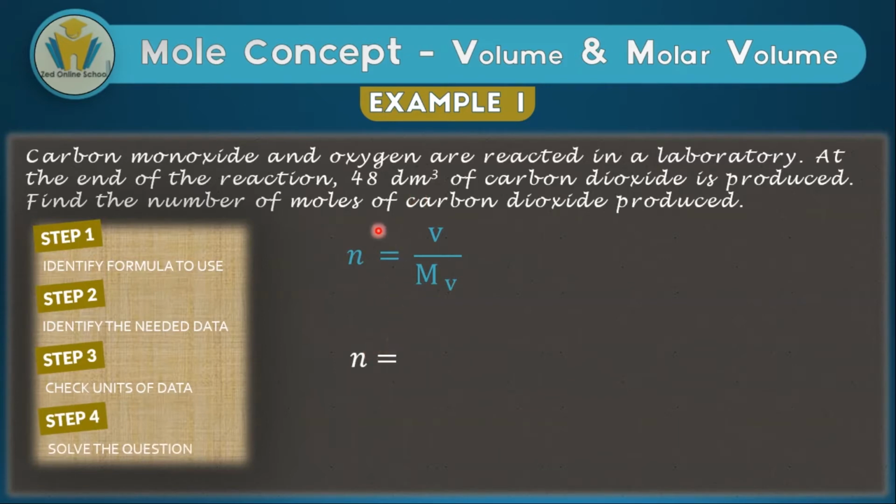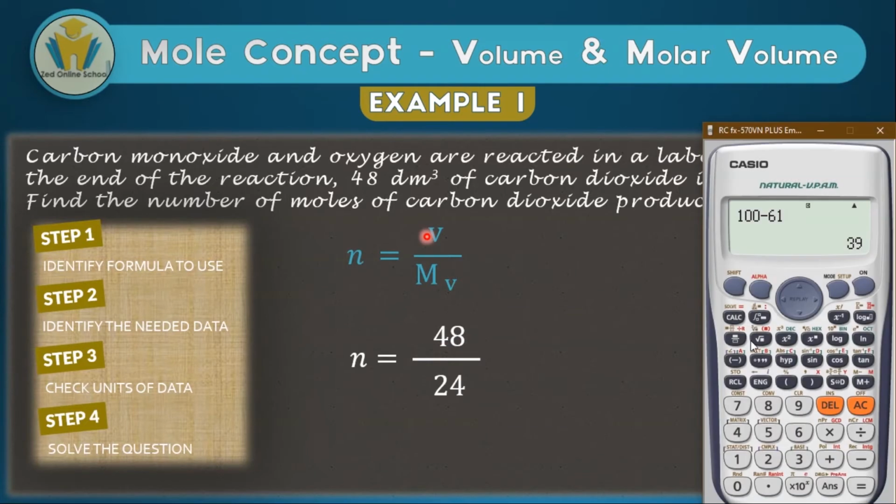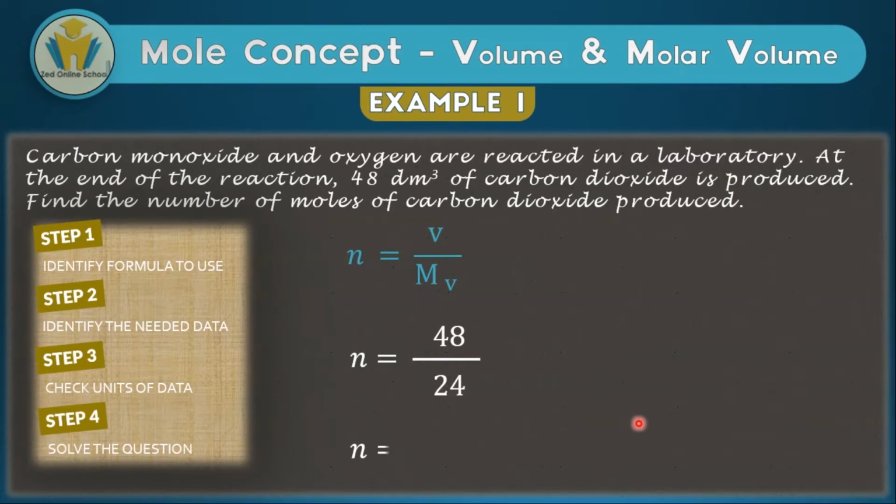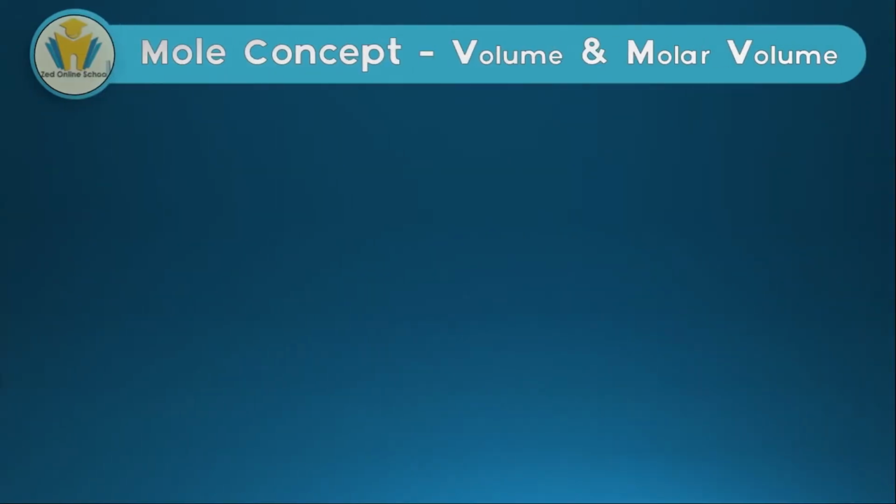Then we can solve our question. n is equal to V, which is 48 divided by 24. If you know some math, you can do this mentally, but I won't take it for granted. I'll calculate it. 48 divided by 24. You can see it gives us 2. So n is equal to 2 moles. Nice and easy. Let's talk about example 2, where things become a bit more complicated.